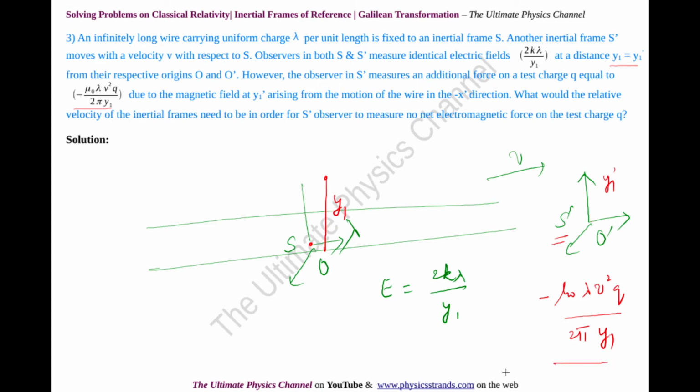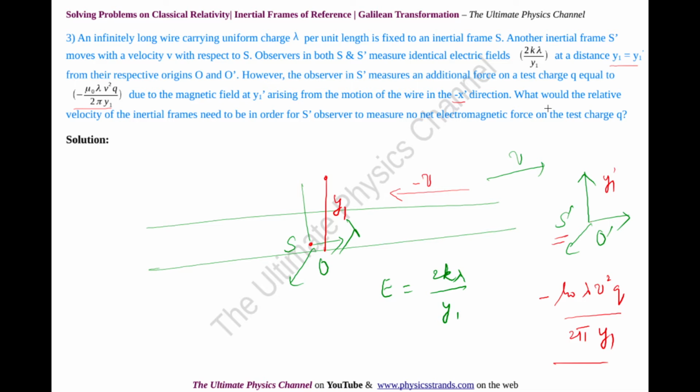So this is the additional force that he measures due to a magnetic field at y1 prime arising from the motion of the wire in the minus x prime direction. Minus x prime because S prime is moving to the right. So with respect to S prime, S is moving towards the left with a velocity minus v. Therefore, it is the minus x direction for S prime, so it is the minus x prime direction for the observer in the S prime frame of reference.